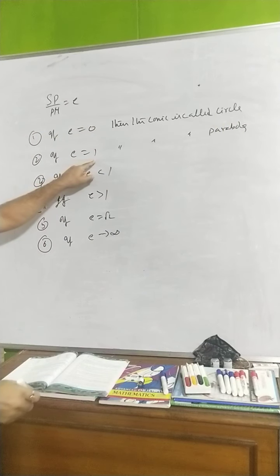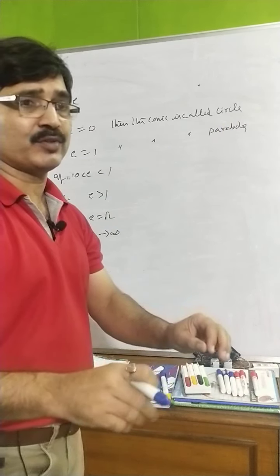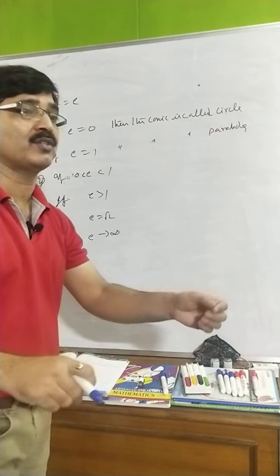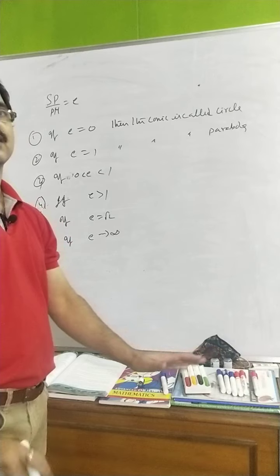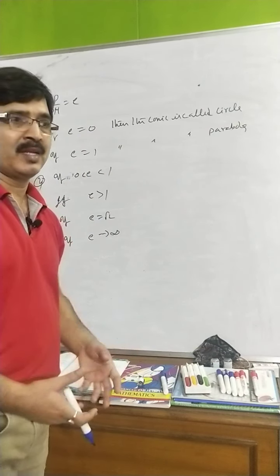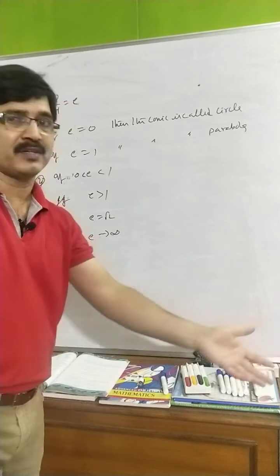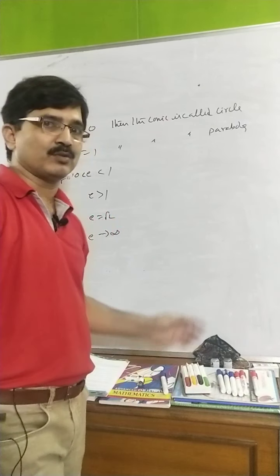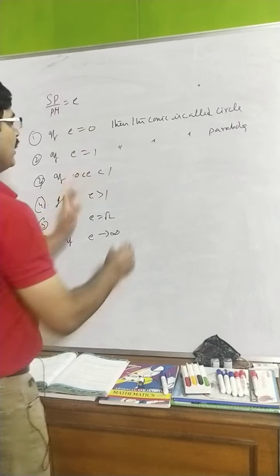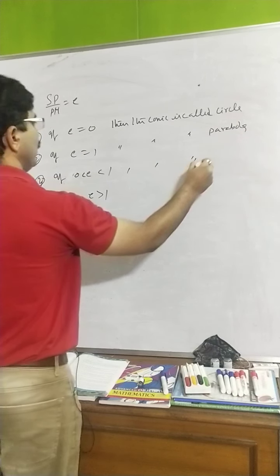Next, the conic is called a parabola when e is equal to 1. See this e, don't get confused. Don't take it as the base of the natural logarithm, whose value is 2.718. Here we are saying that e means eccentricity. That e is different and this e is different. Please remember, if e lies between 0 and 1, then the conic is called an ellipse.